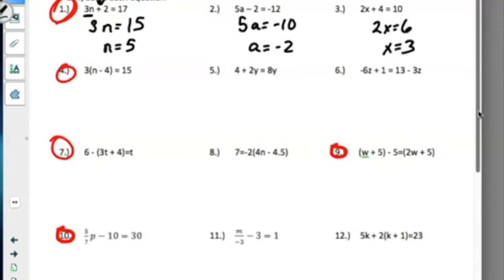Now, in each one of these, I could plug back in this value, and I can evaluate. 3 times 5 is 15, plus 2 is 17, and check my work. And I can plug this back in, and negative 2 times 5 is negative 10, minus 2 is going to give me a negative 12. So I'm checking it to make sure it's right. And I got 3 times 2, which is 6, plus 4 is actually 10. So those are working out.